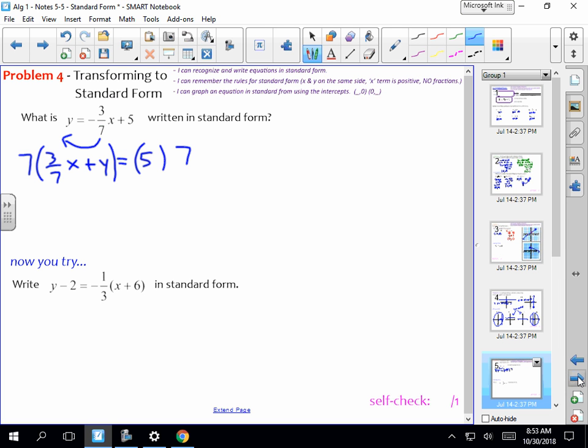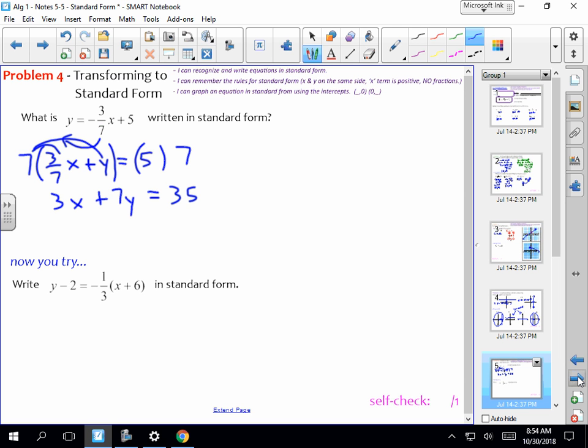But typically, we'll just multiply by the least common denominator of all the fractions. So 7 times 3/7, we're going to distribute here. The 7s would cancel. That was the whole point of multiplying by 7. That leaves us with 3x. And then a lot of students will forget, 7 times y would be 7y. Don't forget to distribute, and then equals 35, and you're done. So that's standard form.